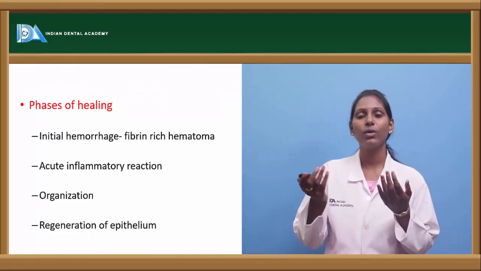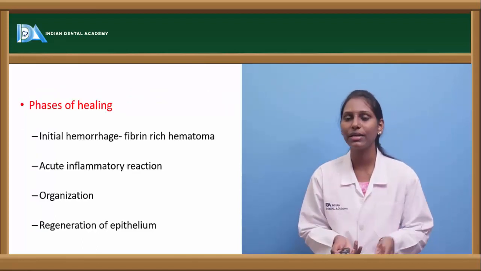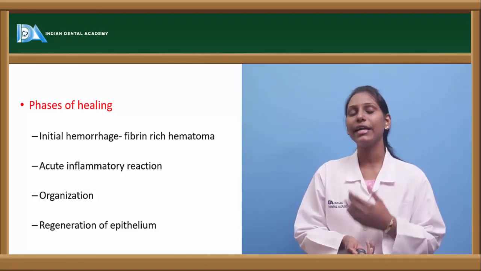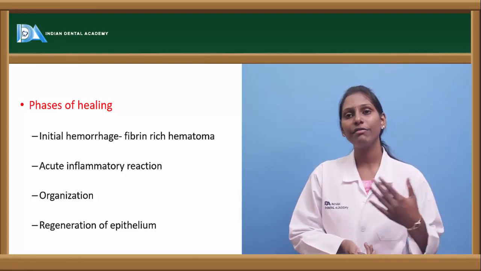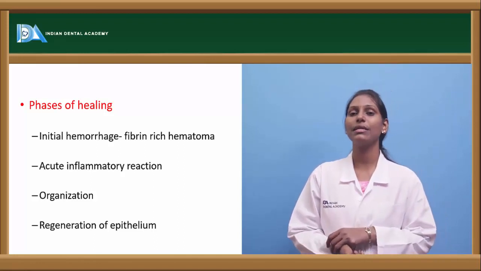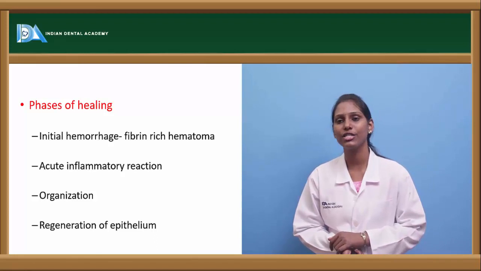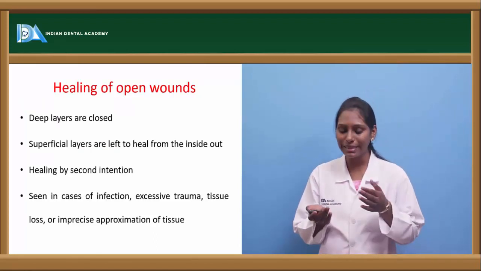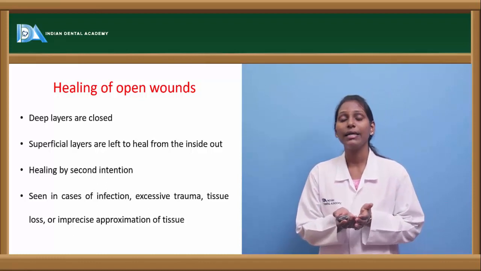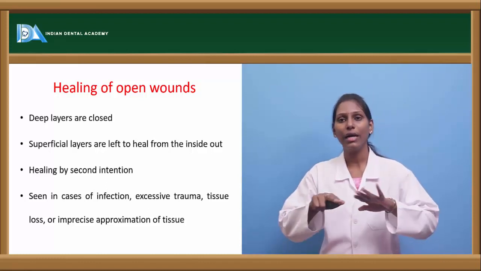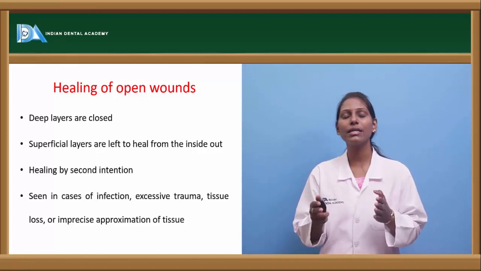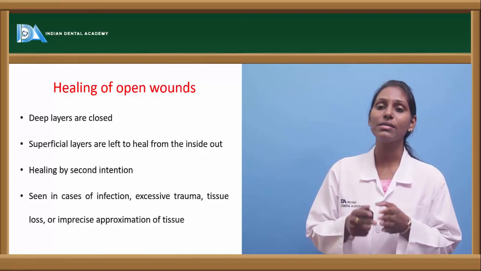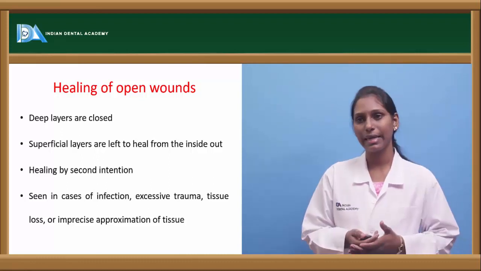Now in primary intention, the phases of healing include initial hemorrhage and a fibrin-rich hematoma, then an acute inflammatory reaction with infiltration of polymorphonuclear cells, followed by organization of the wound and regeneration of the epithelium. In case of open wounds, the deep layers are closed and the edges of the wound are at a distance, apart. In these cases, it cannot heal by primary intention and requires secondary healing, that is, healing by second intention.